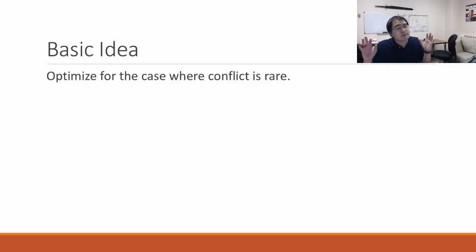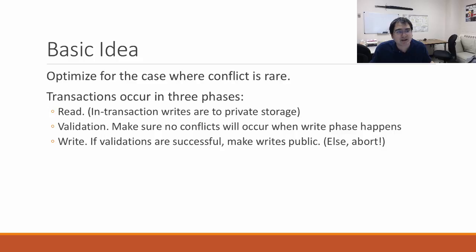Alright, so the basic idea for this is we optimize for the case where conflict is rare, where most of the time, even if transactions are reading from and writing to the same data, conflicts actually don't happen. And the way that we accomplish this is by breaking up transactions into three phases. We have the read phase, where transactions are able to read from the database, and if they ever make any writes, they do that to their own private copy of the database.